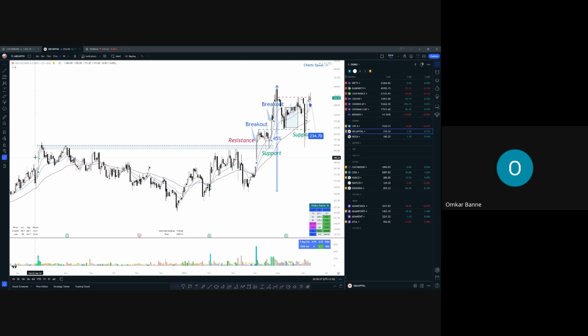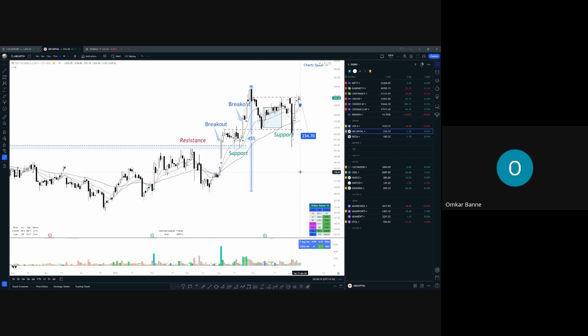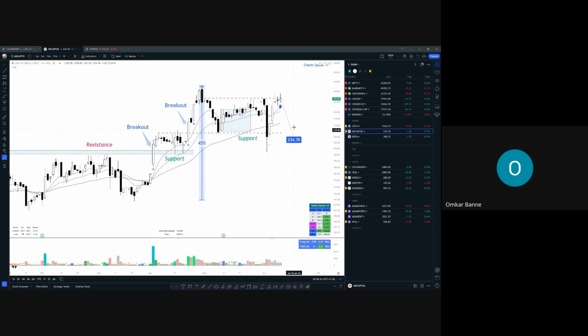Do you see this base? It is a good base breakout, and after that the stock has delivered just 20-25%. I don't think it will stop here. It may take some time, but I don't think it will stop here.